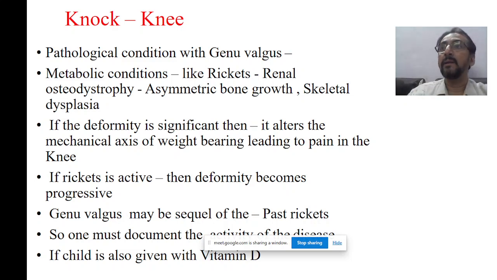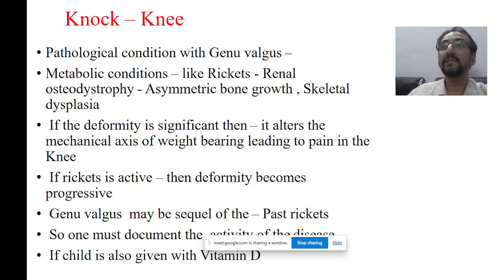Okay, now again, whether it is physiological or pathological, how you will understand, that is very important, isn't it? Now see, if the deformity is significant, suppose in case of very active rickets or some renal dystrophy. In rickets we have got two things: nutritional rickets and refractory rickets. Refractory rickets is a condition where even after supplementation of vitamin D, the condition will persist. Nutritional rickets means after the supplementation of vitamin D, the condition will be okay.